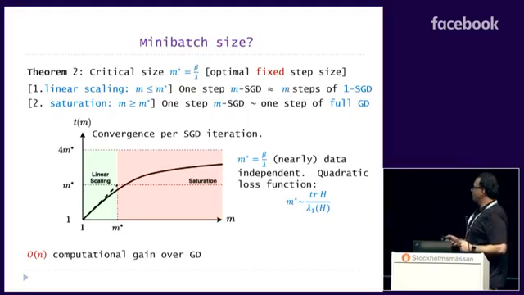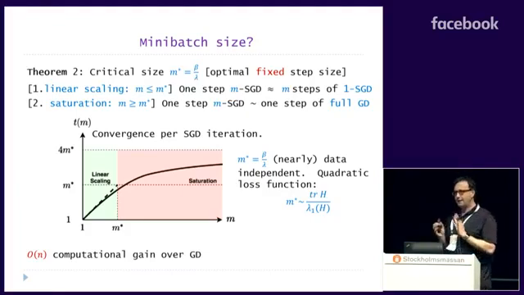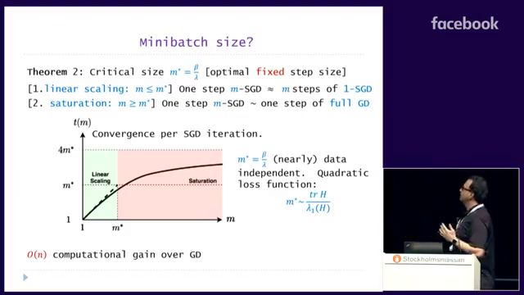So what do we have here? As we're changing m, we have basically two regimes. One regime is what you may call linear scaling, when m is smaller than m star, with m star being this quantity, beta over lambda. And in the linear scaling regime, one step of SGD with mini batch size m is equal to m steps of standard stochastic gradient descent. When I say equal, it's not exactly equal, it's close; the constant is close to 1 here.